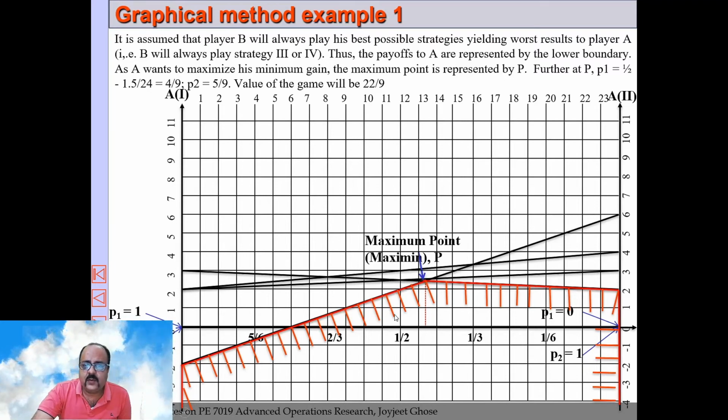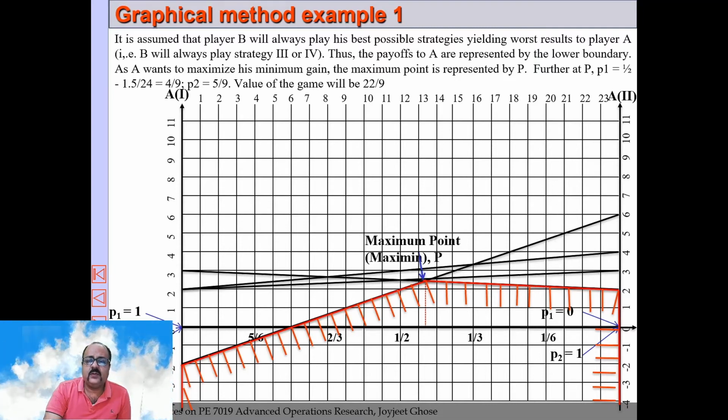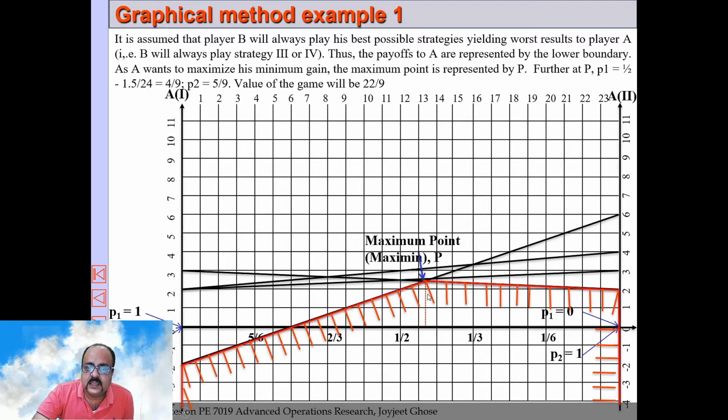From here, if I drop a perpendicular, this value will give you the value of P1 and P2. Once we find P1 and P2, we can find the value of the game from any of the four equations. You can see the maxima lies between equation number 3 and equation number 4, so the solution of the game will be the solution of 3 and 4.